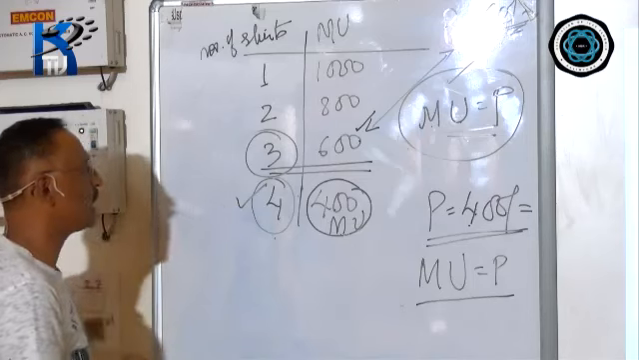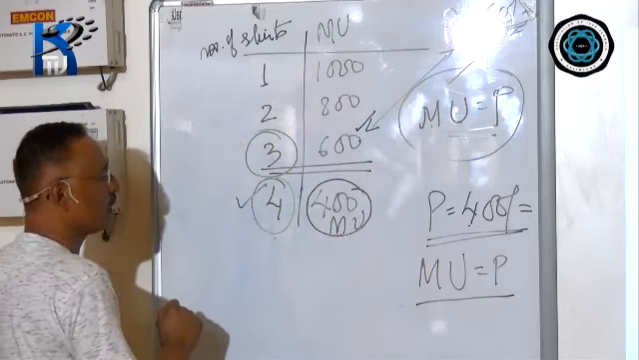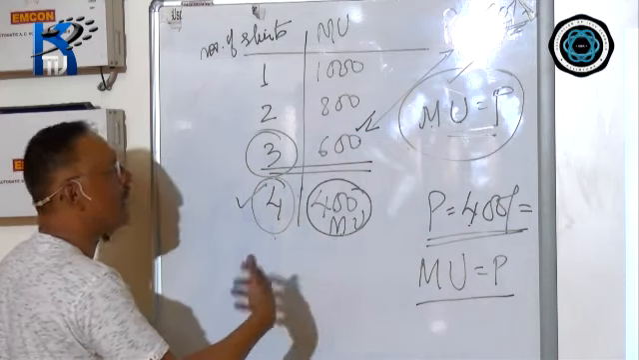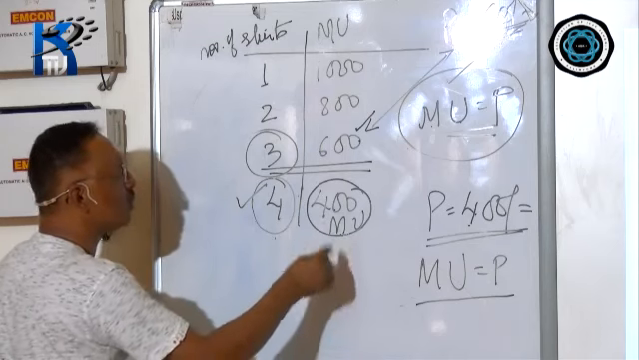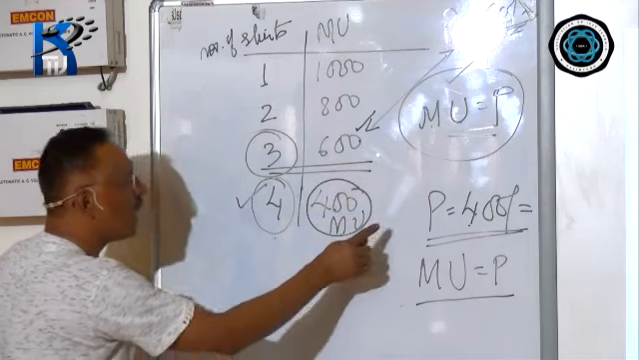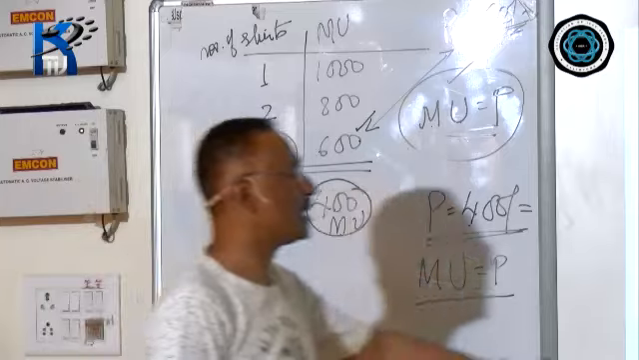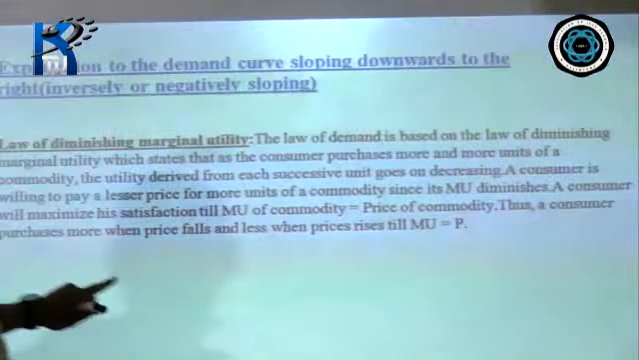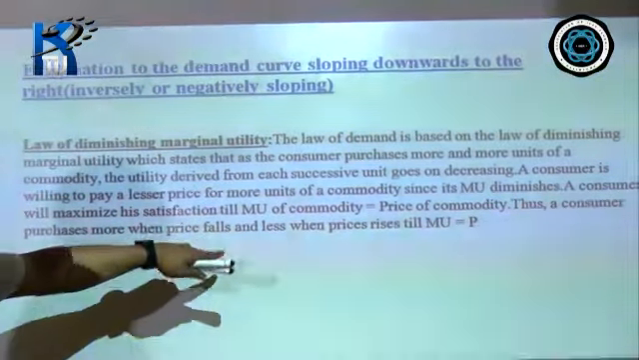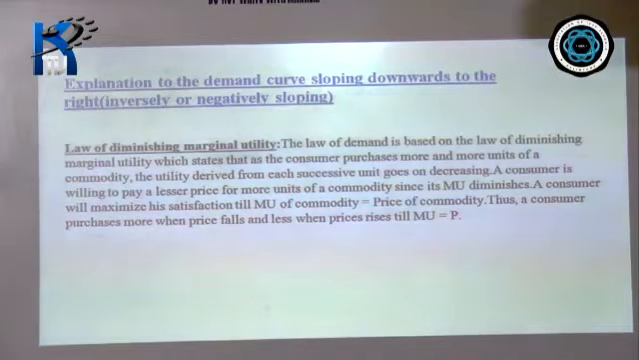So now we can say that when the price falls from 600 to 400, you have to purchase more quantity of the commodity, buy more, demand more, because if you buy more, then the marginal utility will fall and match with P. Hence, we say that a consumer purchases more, buys more when the price falls, and will buy less when the price rises, till MU is equal to P.